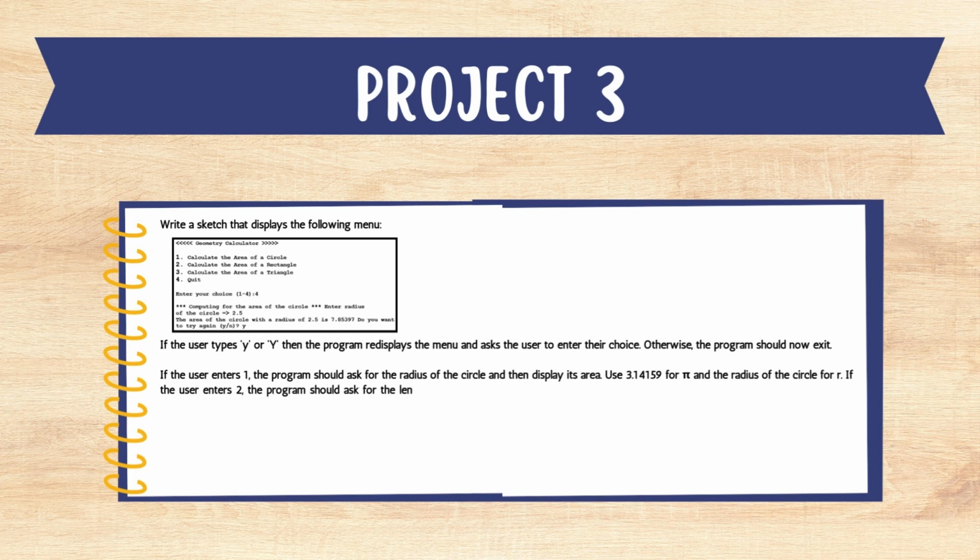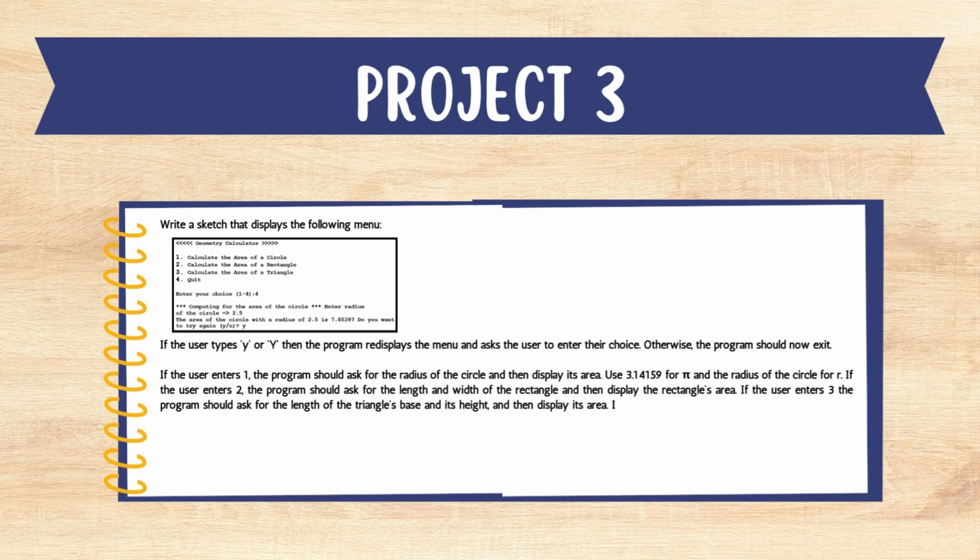If the user enters 2, the program should ask for the length and width of the rectangle and then display the rectangle's area. If the user enters 3, the program should ask for the length of the triangle's base and its height, and then display its area.